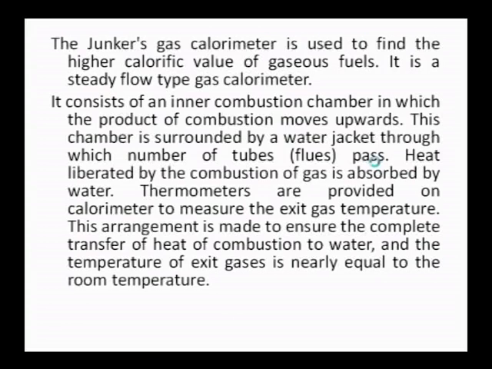The Junker's gas calorimeter is used to find the higher calorific value of gaseous fuel. It is a steady flow type gas calorimeter. It consists of an inner combustion chamber in which the product of combustion moves upwards. This chamber is surrounded by a water jacket through which a number of tubes pass.